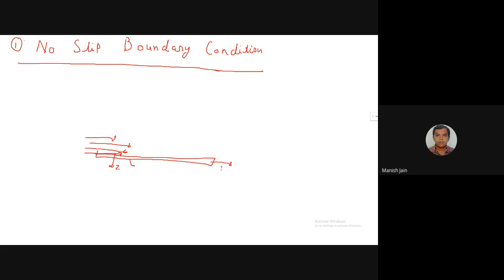If the solid layer is moving with the velocity v, then the layer of fluid adjacent to the solid material surface has the same velocity v. That is called the no slip boundary condition. That means there is no slip between the solid body and the liquid, at the solid liquid interface.